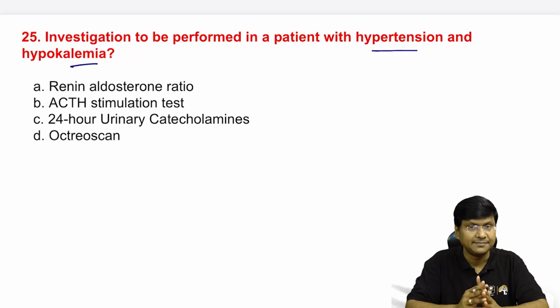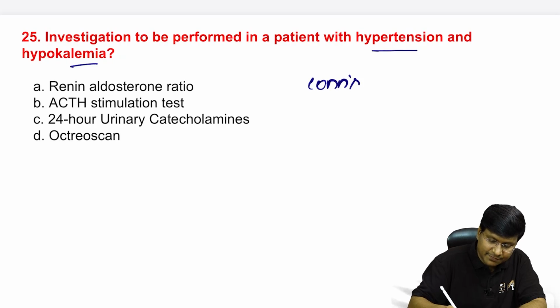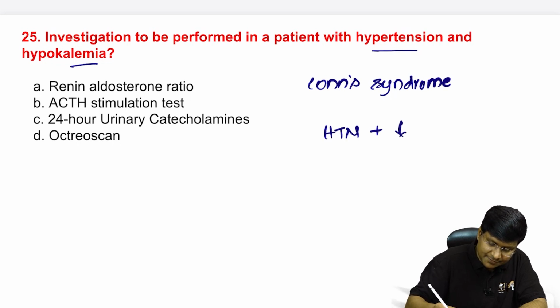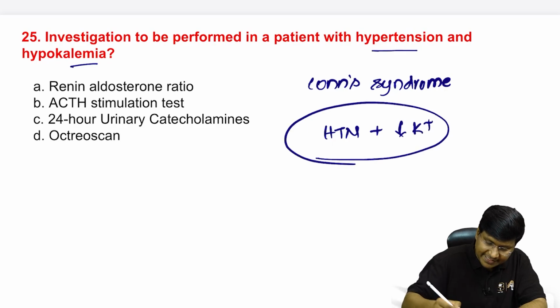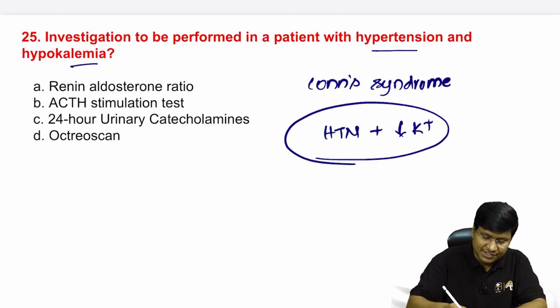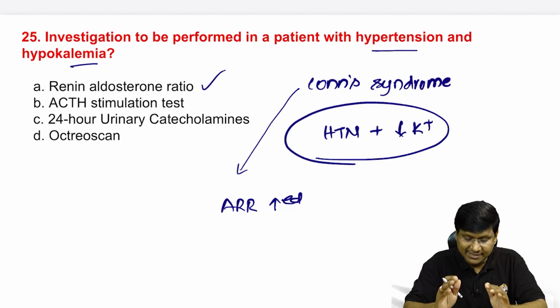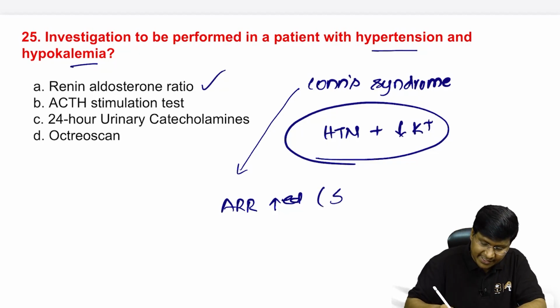So hypertension as well as hypokalemia, where do you come across this? It is mainly in patients with Conn syndrome. In patients with Conn syndrome, there will be hypertension, and along with hypertension, these patients will have hypokalemia. In Conn syndrome, the aldosterone-renin ratio will be increased, or the renin-aldosterone ratio will get altered. That is the primary screening test in Conn syndrome.